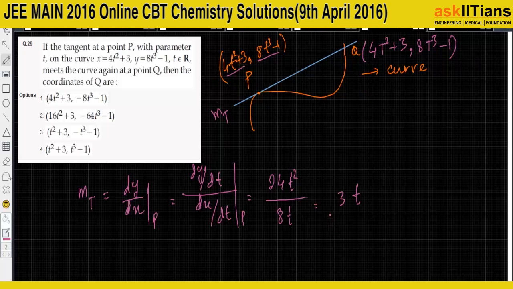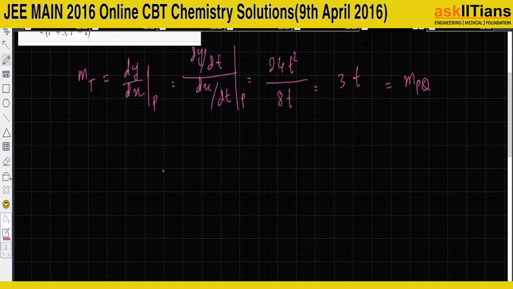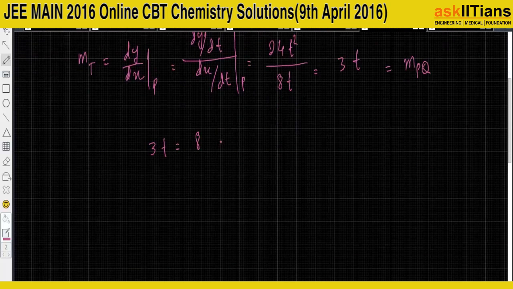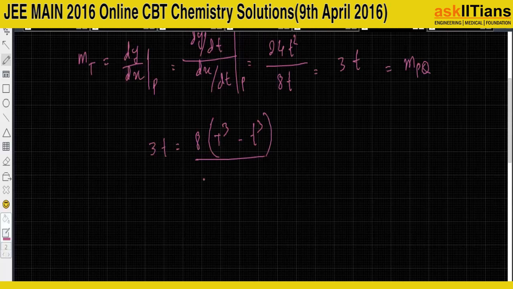Okay, and also I can find the slope of the tangent by using the two-point form, right? This will be the same as the slope of PQ, this line, right? Now how to find the slope of PQ? By using the two-point form, so y2 minus y1 divided by x2 minus x1. So if I subtract, the minus 1 will get cancelled. So I'll get 8 into capital T cube minus t cube, divided by 4 into capital T square minus t square.